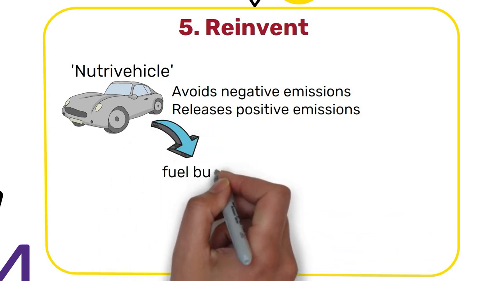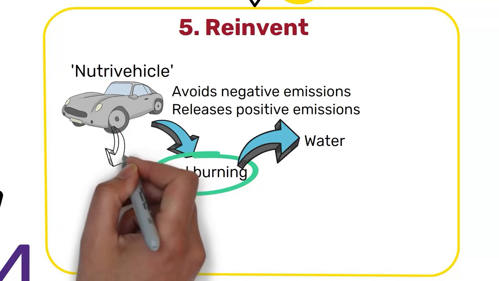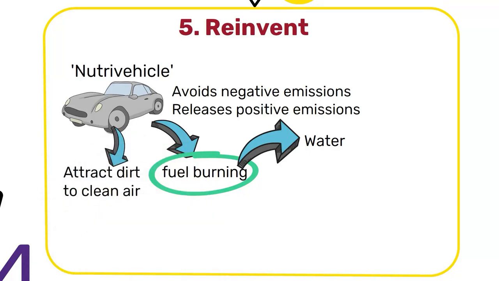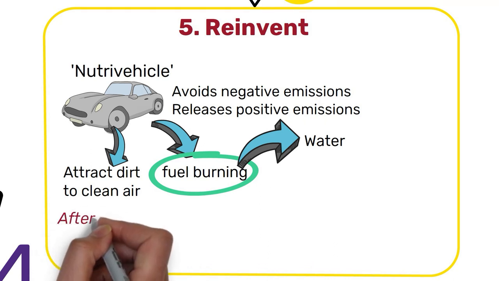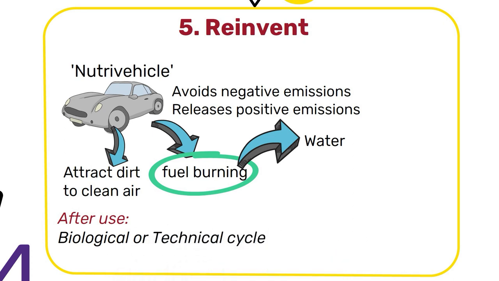As it burns fuel, the water vapor in its emissions could be captured and turned back into water. Using fluid mechanics, tires could be designed to attract and capture harmful particles, hence cleaning the air instead of further polluting it. And of course, after the end of its useful life, all the car's materials go back to a biological or technical cycle. It is all about pushing the design assignment further.